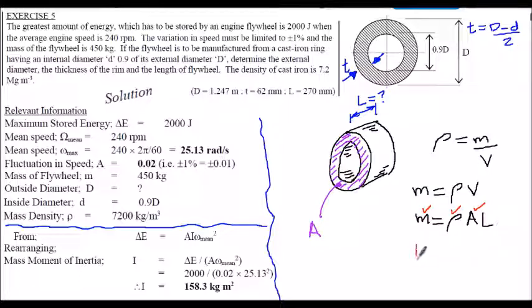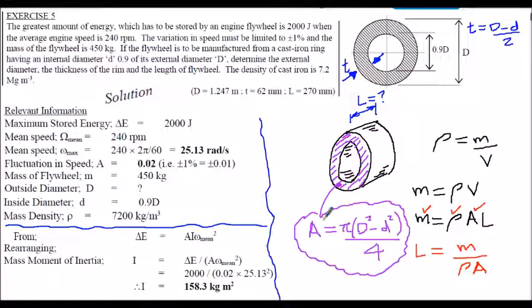So what you need to do to finish the question off is to rearrange the equation for L. And that's the L they're trying to find here. So rearranging, mass divided by the density. You've got the density. And you can work out the area. I use this formula for my area. And I'll need to find the length. Then you've got the geometry for your flywheel. And that's what they're looking for.